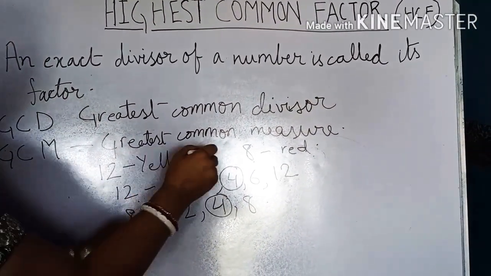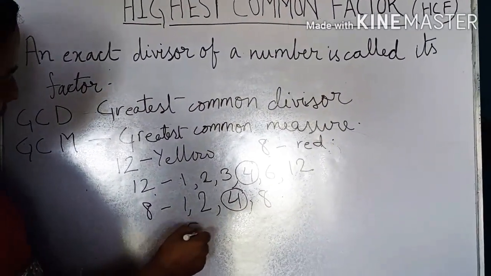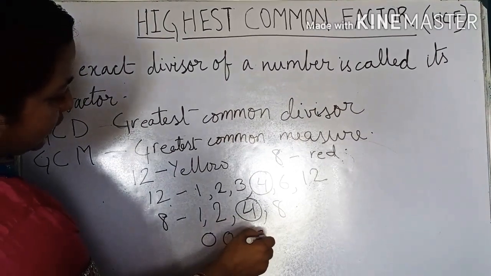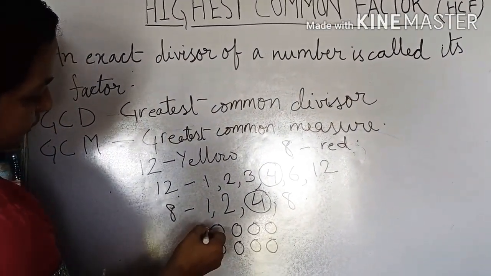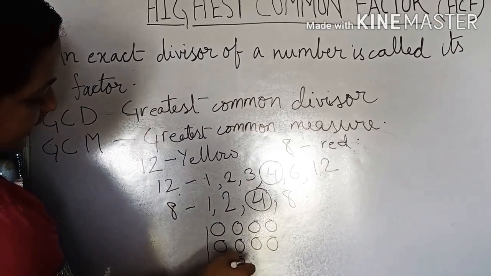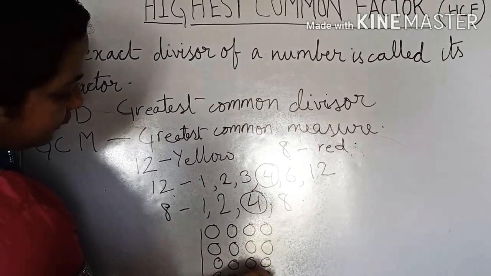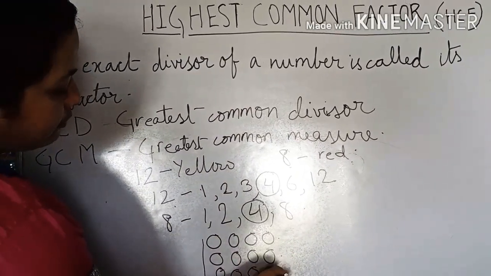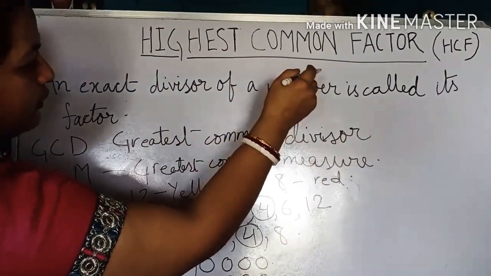So Arush will be arranging his 20 balls like this. 1, 2, 3, 4. 1, 2, 3, 4 in 5 rows. There should be 5 rows and each row will be having 4 balls. Like this, he will be having an equal number of balls in each row. So this is HCF, highest common factor.